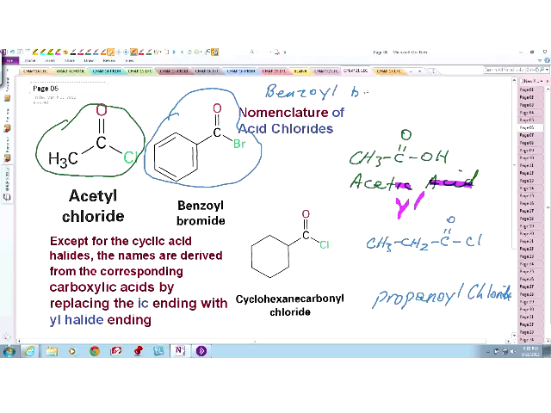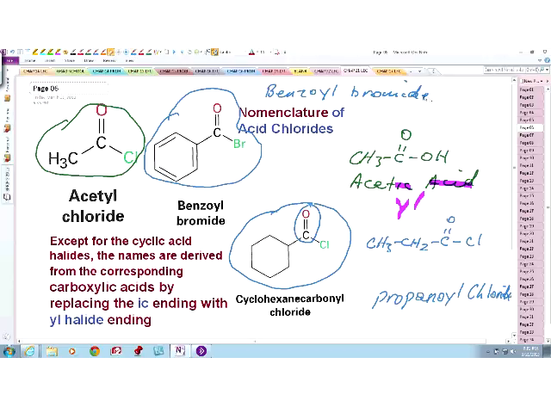Become benzoic bromide. Okay, and in the case of a cyclic acid chloride, for example, this molecule here, what you do is give the complete name of the cyclic ring system. In this case, the complete name of the cyclic ring system is cyclohexane. Then you add the word carbonyl, and then chloride. So this becomes cyclohexane carbonyl chloride.